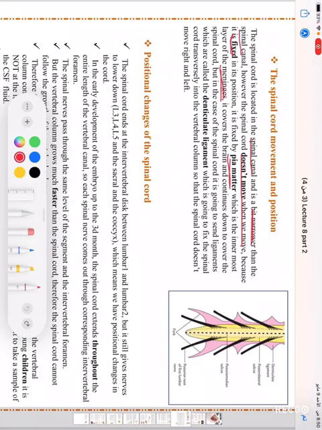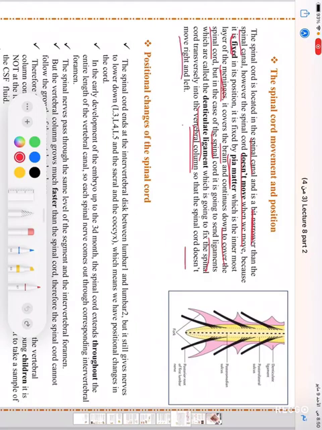It covers the brain and continues down to cover the spinal cord. But in the case of the spinal cord, it sends ligaments called denticulate ligaments. The ligaments produced by the pia mater are called denticulate ligaments, which fix the spinal cord transversely into the vertebral column. So the spinal cord doesn't move right and left.